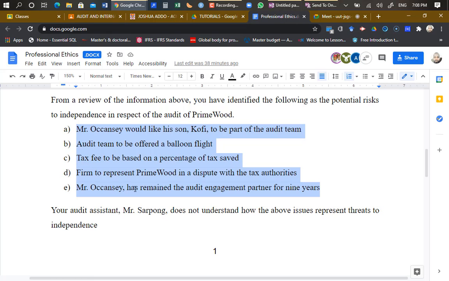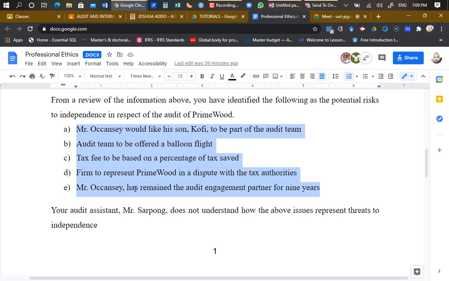Networks are always bad. Okay, so she's saying that for the tax fee to be based on a percentage of tax saved, she is capturing it as an intimidation threat. The other time we explained what intimidation is. Not necessarily a physical threat like someone having a gun on your head or someone going to juju you. Intimidation can come in the form of blackmailing or something like that. And that's exactly what we are seeing here. What she said is very true.